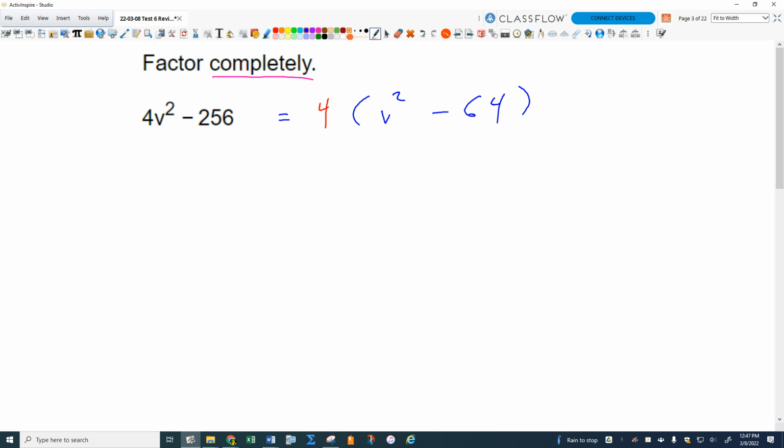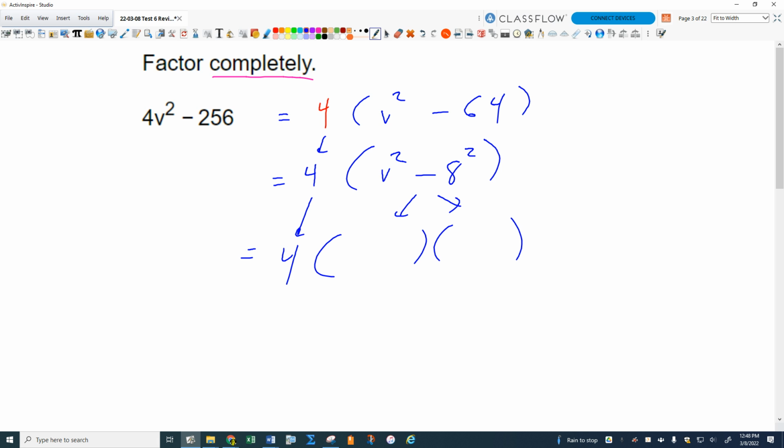So we done? No, heck no. We can go further. Right now, here I've got a binomial. See if I can break that apart. So 64 is what squared? 8. Okay, so that looks like a difference of squares, right? Okay, so then I've got that 4. You know, once I get a greatest common factor, it's just stuck out front the whole time, right? So that's out front. What is v squared minus 8 squared going to factor into?